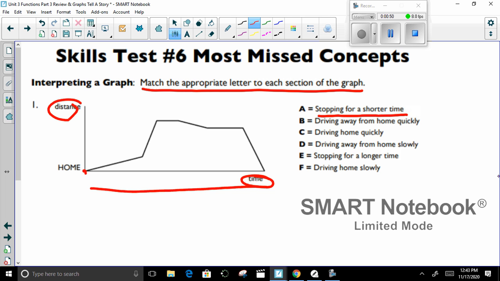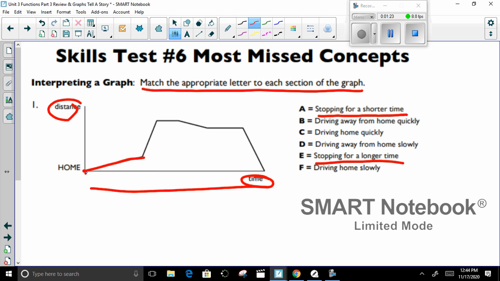Stopping for a shorter time, driving away from home quickly, driving home quickly, driving away from home slowly, stopping for a longer time, or driving home slowly. I noticed two stoppings. If you look at your graph, where do you think is a time that you're stopping? So obviously someone's driving their car. They start at home, they go a little bit over a certain amount of time, they're a certain distance away from home.